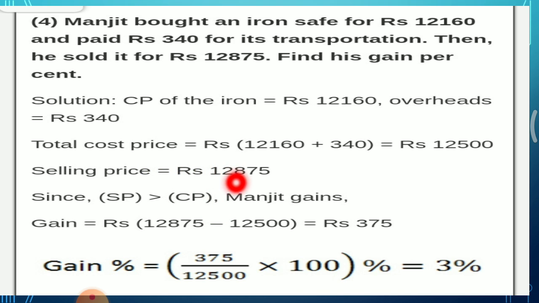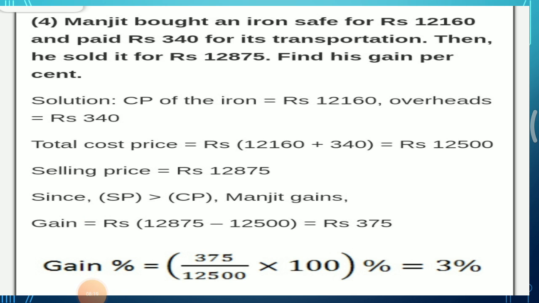Overhead 340. Total cost price, so 12,160 plus 340 is equal to 12,500. Now selling price is equal to 12,875. Here you see that SP is greater than CP, so it is in the favor of gain. Okay, so gain is equal to 12,875 minus 12,500 is equal to 375 rupees. After that you find the gain percent formula. So gain percent is equal to gain by CP multiple 100. So gain means 375 by CP 12,500 multiple 100. You class it, so your answer will be 3%.